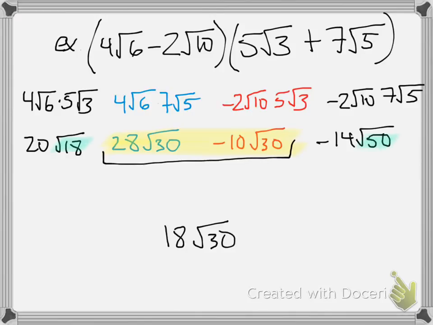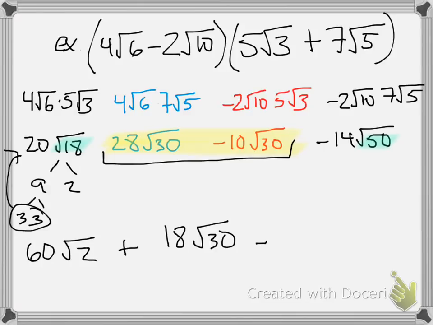Now, I highlighted 18 and 50 because you're not done. You can't keep those because both of those can be simplified. So let's simplify the square root of 18. 18 breaks apart to 9 and 2. 9 breaks apart to 3 and 3. The 3 multiplies by the 20, which gives you 60 square root of 2.